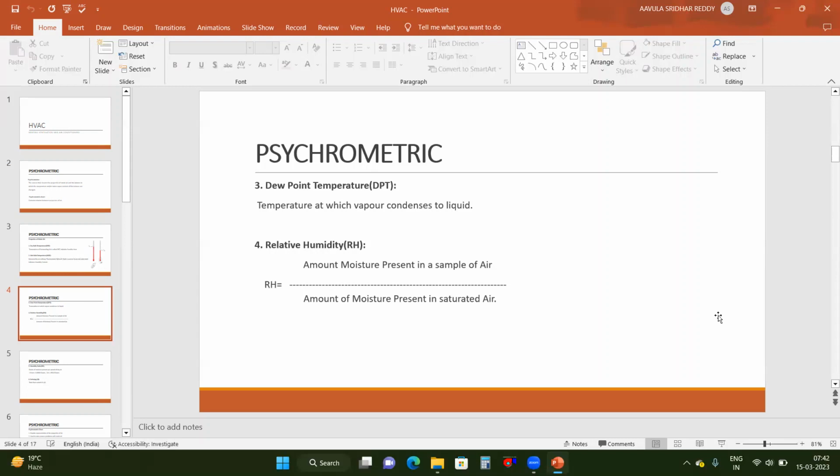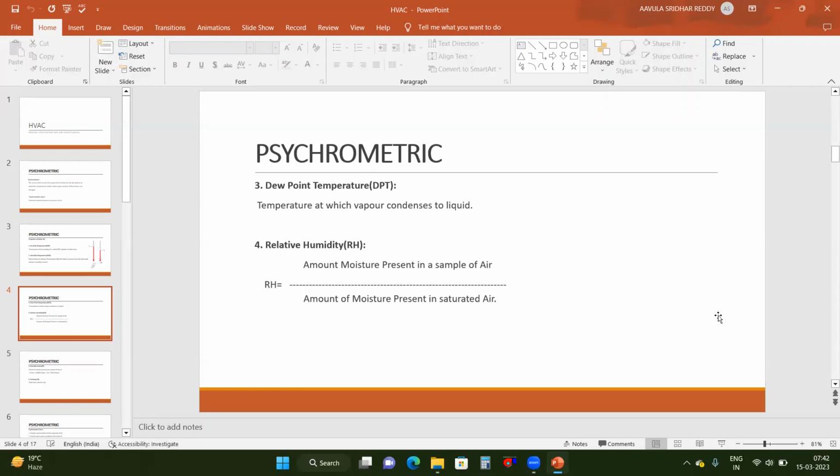So next one is relative humidity. Relative humidity is equal to the amount of moisture present in a sample of air divided by the amount of moisture present in saturated air. Okay. So this is nothing but the amount of moisture present in the air.